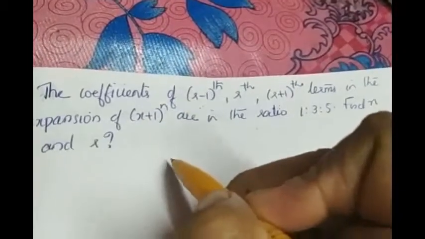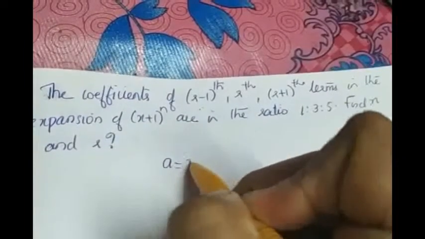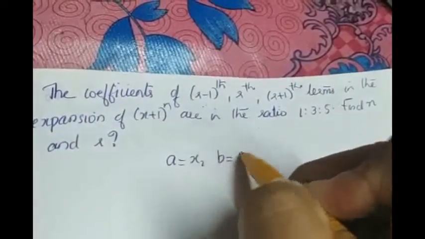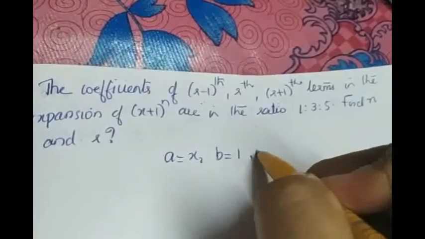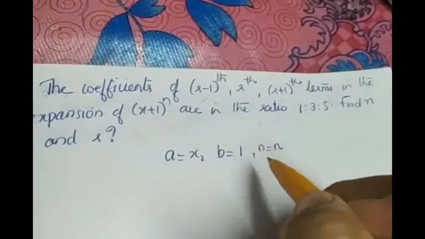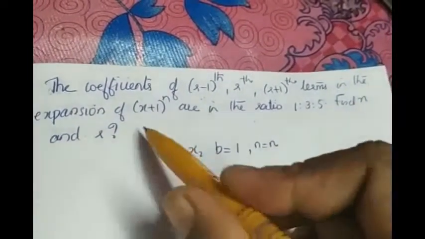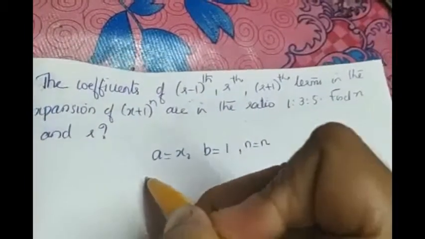So here we will write the value of a. What is a here? a is x. What is b here? b is 1, isn't it? And n is n itself. And there will be n+1 terms in the expansion of (x+1)^n. We will write the general term.